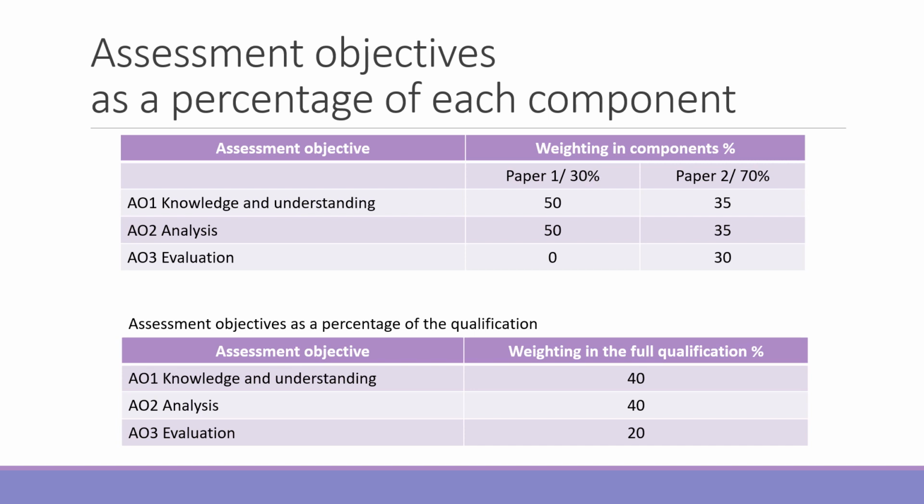So in paper 1 you don't need to go for any evaluation, but in paper 2, the main paper, 30% weightage is given for evaluation. And for the assessment objective weighting in the full qualification, with both papers together, knowledge and understanding is 40%, analysis 40%, and evaluation 20%.